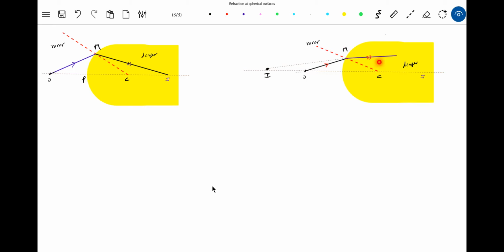Look at the image. Earlier the image was in the denser medium. Now the image is again in the same medium. Object and image can both be in the same medium. Instead of bending more, the ray will bend slightly. It all depends on the value of mu2, mu1, and also the object distance.